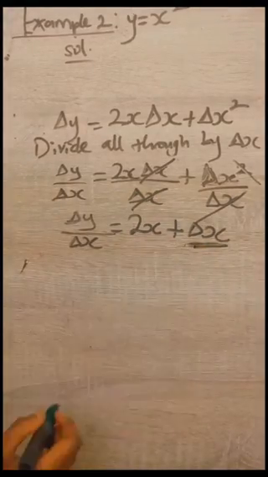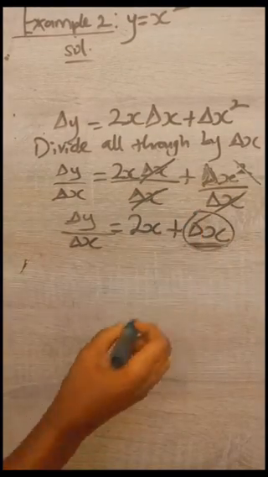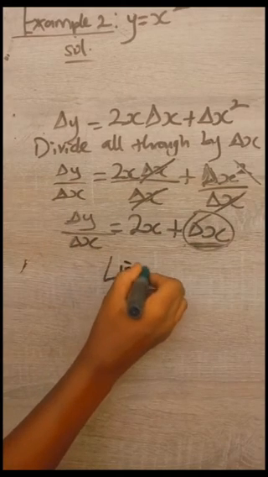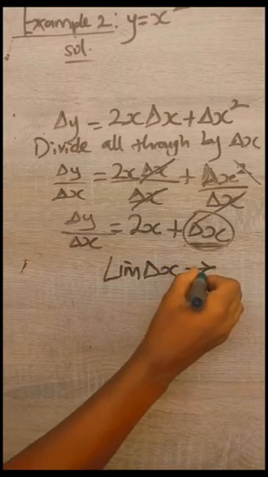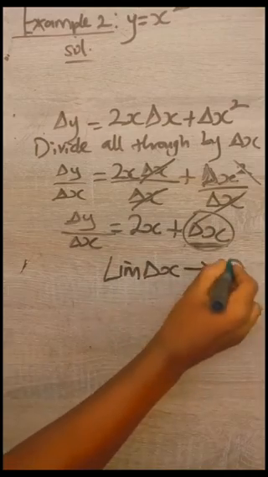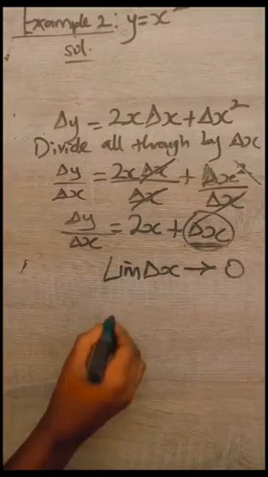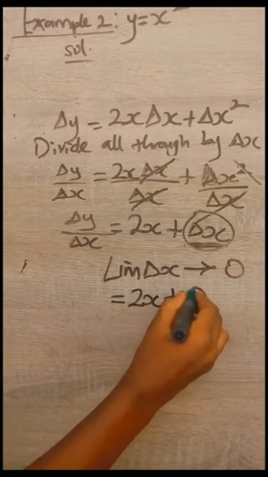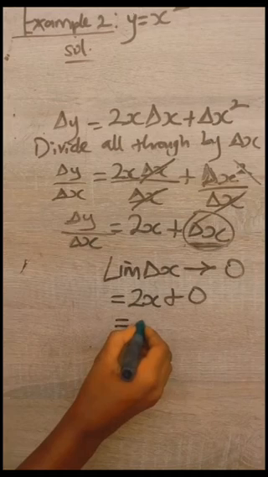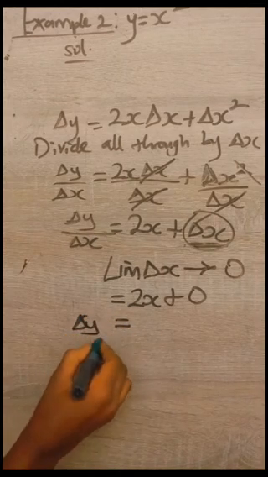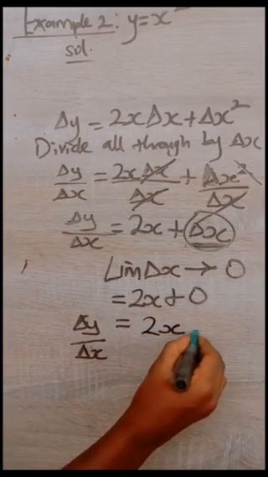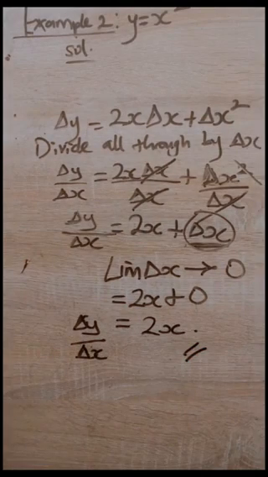Once you solve like this and you're still having a change in x, just take the limit of change in x, which is 0. It is very simple. The limit of change in x is 0. So I'm having 2x plus 0, so change in y over change in x equals 2x. You remember when we used the general method, we also solved and got 2x. I hope you understand the first principle method.